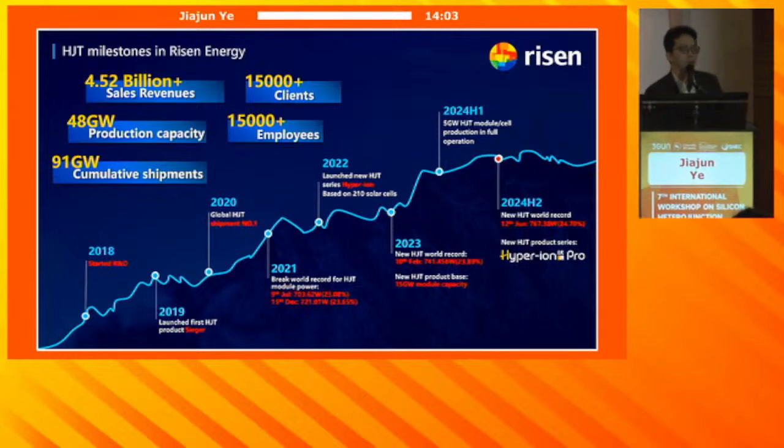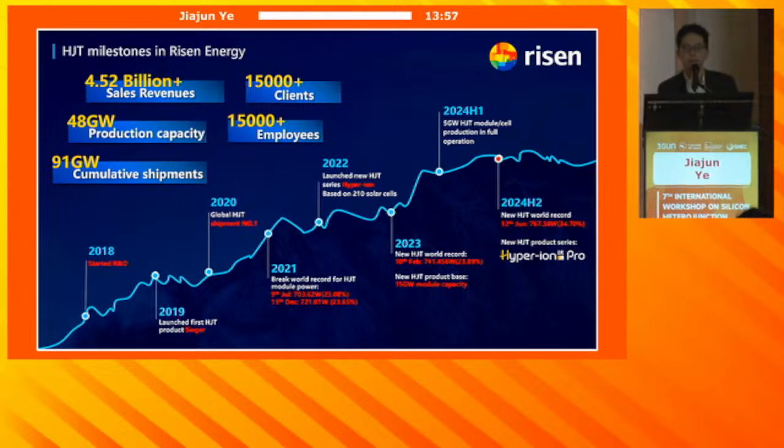And so far, we have accumulated shipments of over 91 gigawatt peak. And just like Threeson, we started our heterojunction from 2018, and just 1 year later, we launched our first heterojunction product called Ziegler series. And in 2022, the industry transferred to big wafer areas. That's why we designed our product with 210 wafer, and launched our new heterojunction product called HyperIron. And in the next 2 years, we built 2 new facilities for only heterojunction production, which so far have production capacity over 21 gigawatt.